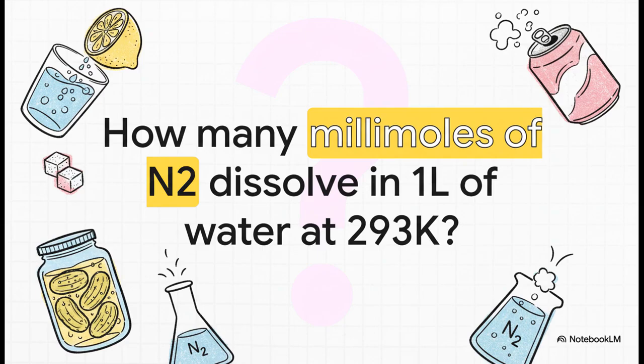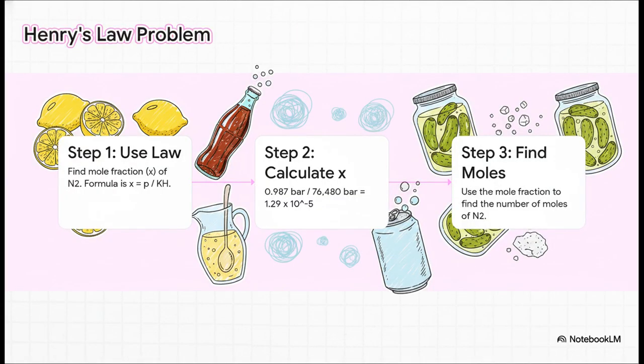Okay, here's the question. If N2 gas is bubbled through water at 293 K, how many millimoles of N2 would dissolve in 1 liter of water? Now look what they give you, the partial pressure of nitrogen and the Henry's law constant, Kh. As soon as you see that, you should think, aha, this is a direct application of Henry's law. Let's apply that formula.